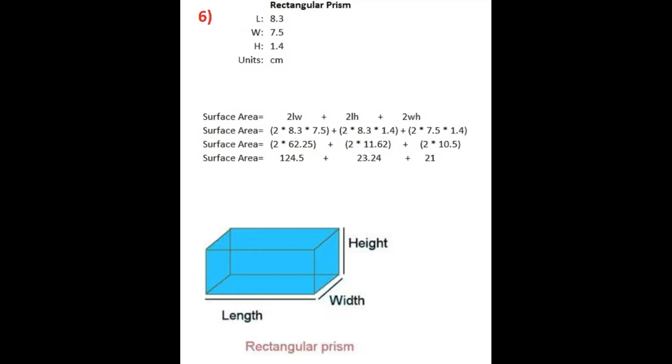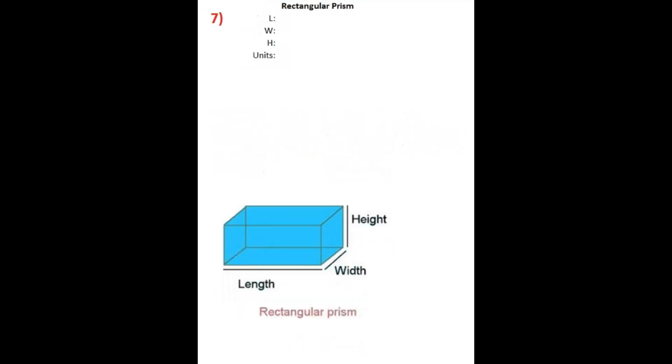The last line here, the surface area, 124.5 plus 23.24 plus 21. And if you combine all of that, you end up with 168.74 centimeters squared. All right? So it's just a matter of assigning your units, assigning your dimensions, and keeping track of them as you work through the problem. And we have another rectangular prism.